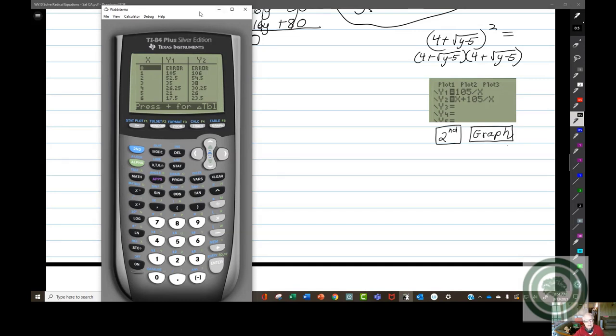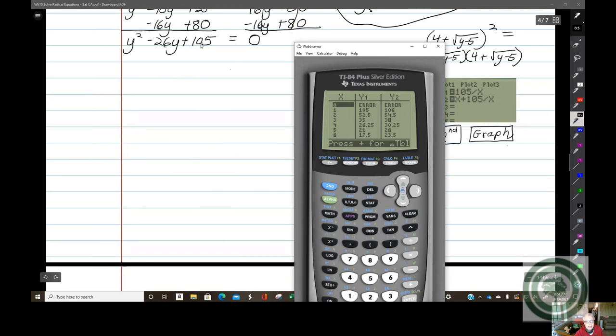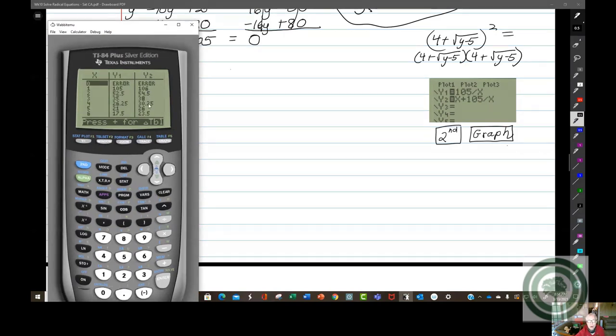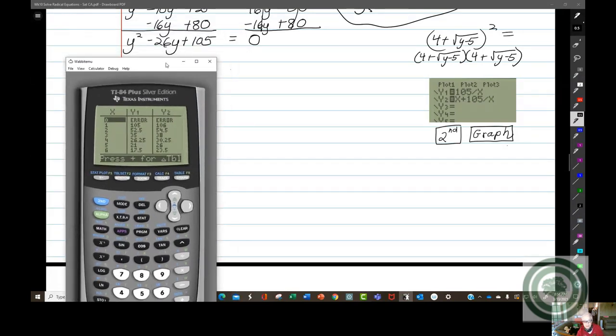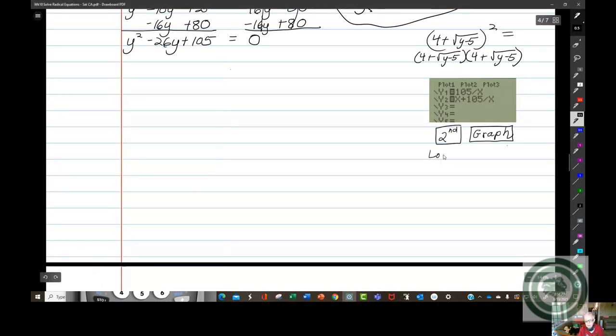Now the number I want has to give me two factors that add up to negative 26. So that means I want to come over to Y2 and find negative 26. I'm going to write that down also. Look at the Y2 column. Find negative 26. If this is factorable, we'll be able to find negative 26.